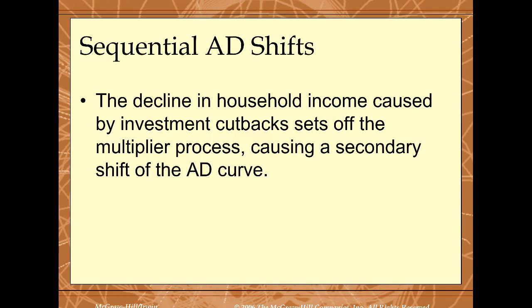So the decline in household income is caused by investment cutbacks, or it could be other types of spending cutbacks. And this causes secondary shifts in the AD curve.